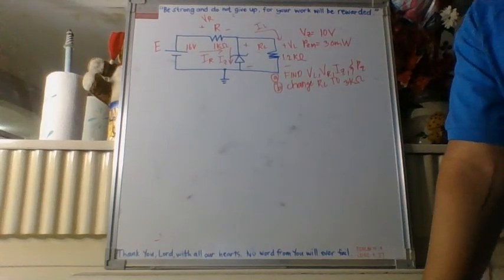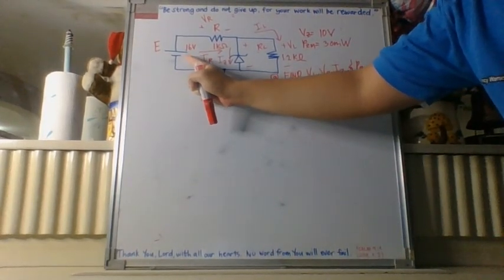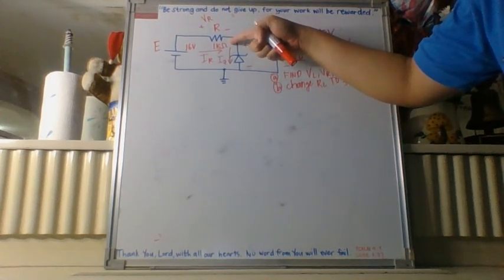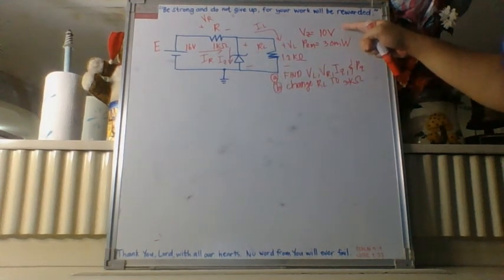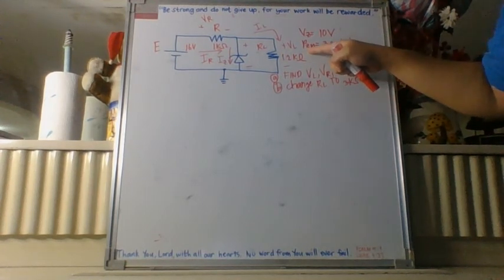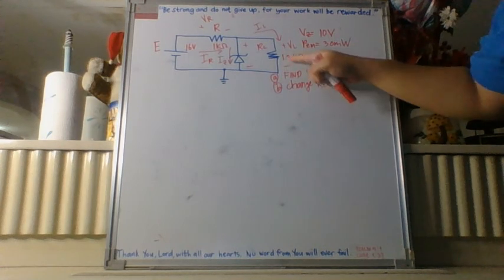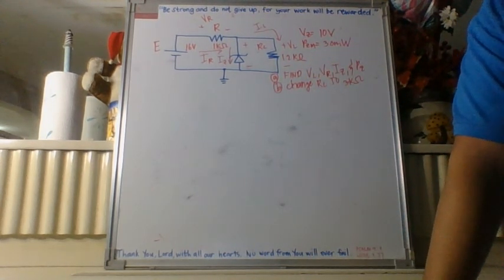Next, we have the circuit parameters. For our input DC voltage, we have 16 volts. For our series limiting resistor, we have a 1 kilo ohm resistor. For the Zener diode, the parameters are the nominal Zener voltage is 10 volts and the maximum Zener power is 30 milliwatts. And lastly, we have the value for the resistive load, which is equal to 1.2 kilo ohms.